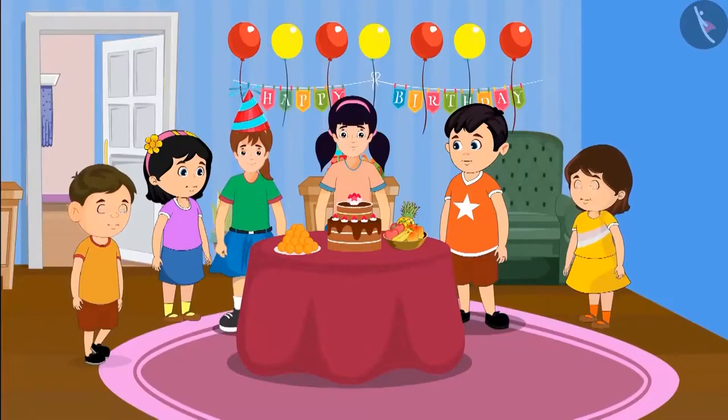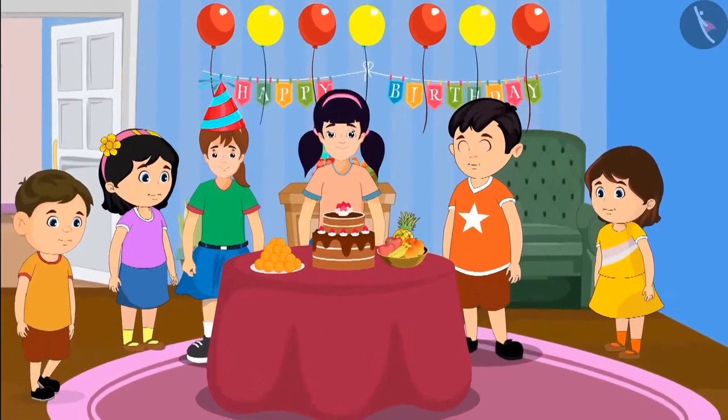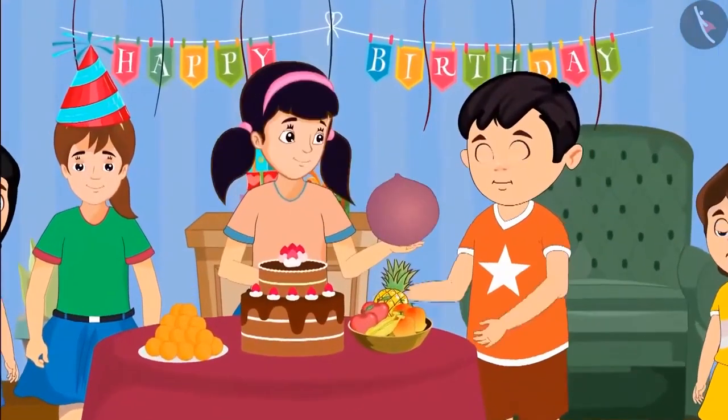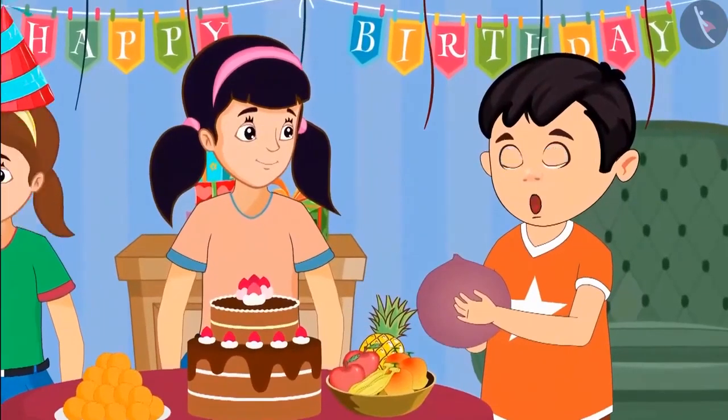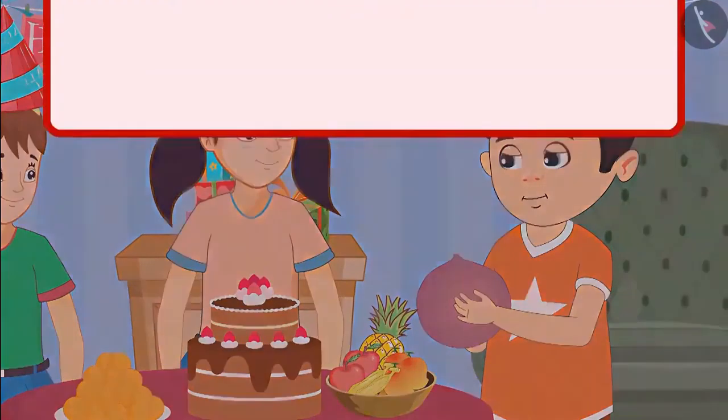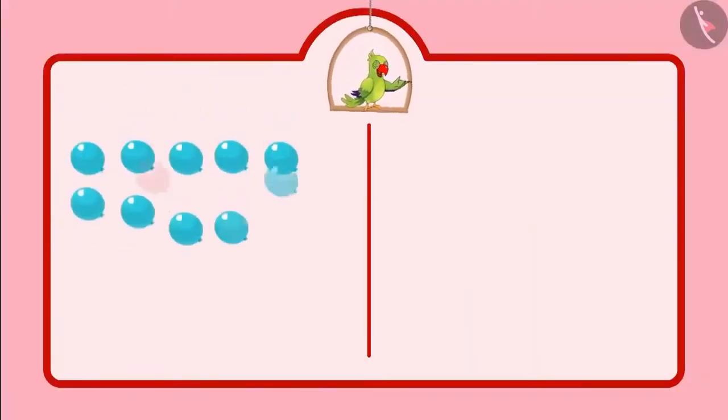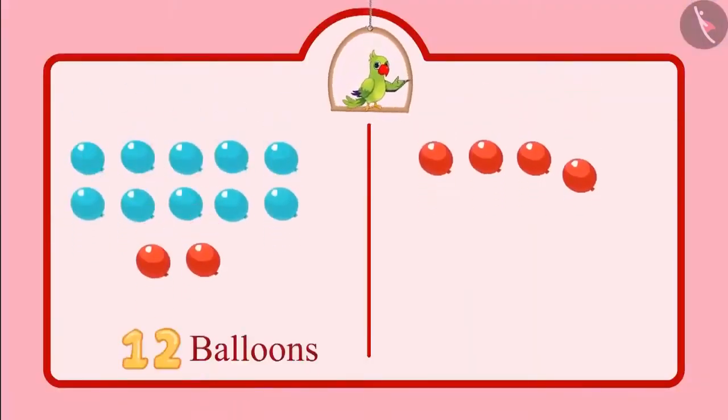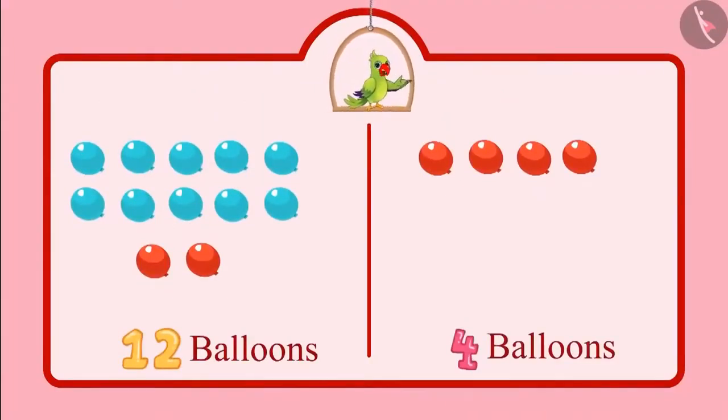Children, today is Aarti's birthday. Aarti's friends are all busy preparing for her party. Neha is blowing balloons for the party. Come on, Neha, I will also help you in blowing the balloons. Children, Neha blew 12 balloons and Chotu blew 4 balloons. Can you tell me how many total balloons did Chotu and Neha blow together?